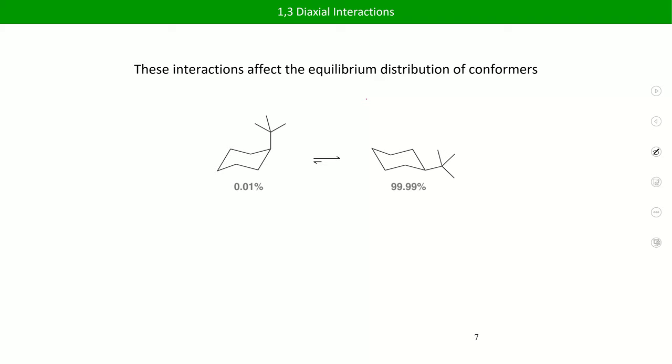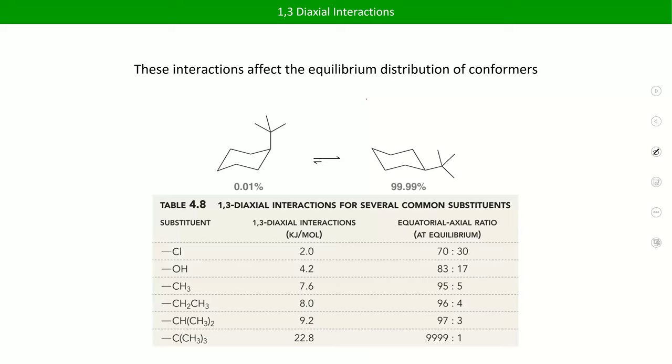So we had a 99.99 to 0.01 ratio when it's a T-butyl group. And there's a whole list of these, and we can use these to estimate the energy of those 1,3 diaxial interactions.